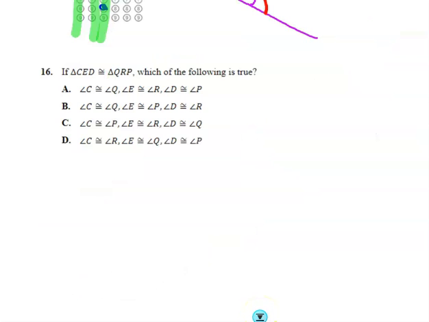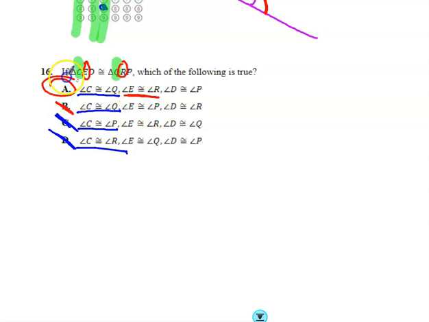All right, number 16. Again, we're connecting what letter goes with what letter on the corresponding triangles. So C goes with Q. Awesome. C goes with Q. Oh, C goes with P? Nope. C goes with R? Nope. So I already took away two choices by doing the first letter. Now let's talk E should go with R. E goes with R. E goes with P? Nope, it's not B. Therefore, it's A. So the order matters on how they write the triangles.